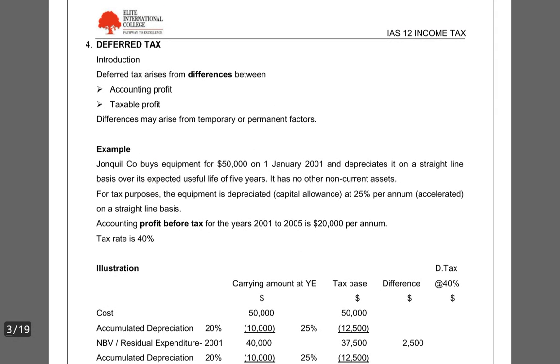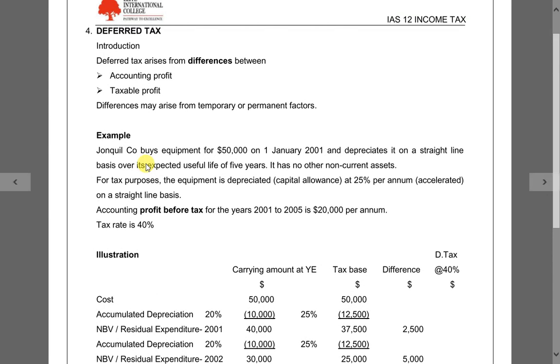Okay, for TTD, DTD, we are comparing carrying amount with tax base. Carrying amount is the value in our SFP, balance sheet approach, means your SFP approach. We use SFP to determine the TTD, DTD. So we use SFP carrying amount, compare with the tax base. Okay, now, tax base, what is this? This is actually your tax SFP.